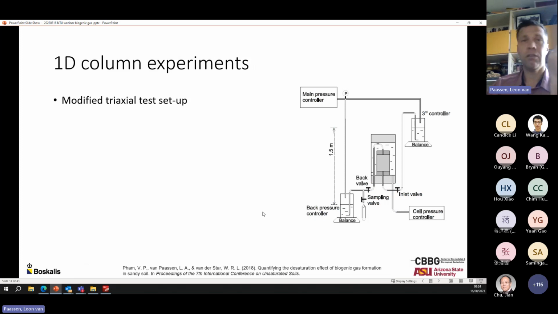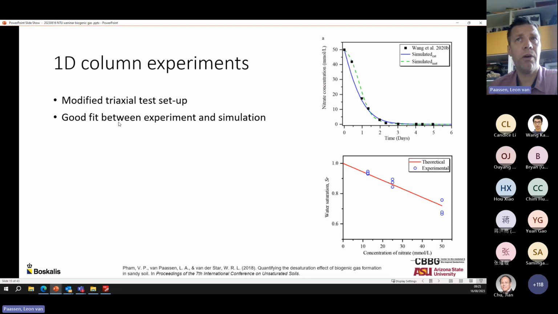So that's the theory, and then we said, well, can we test the theory? In order to test that, we had to build a modified triaxial test setup, so we could actually treat triaxial samples in a test setup with elevated pressures. Here we can control the sample pressure and the cell pressure, and by having a hydraulic gradient between the top and the bottom, you can flush a sample with fresh substrates under elevated pressure conditions.